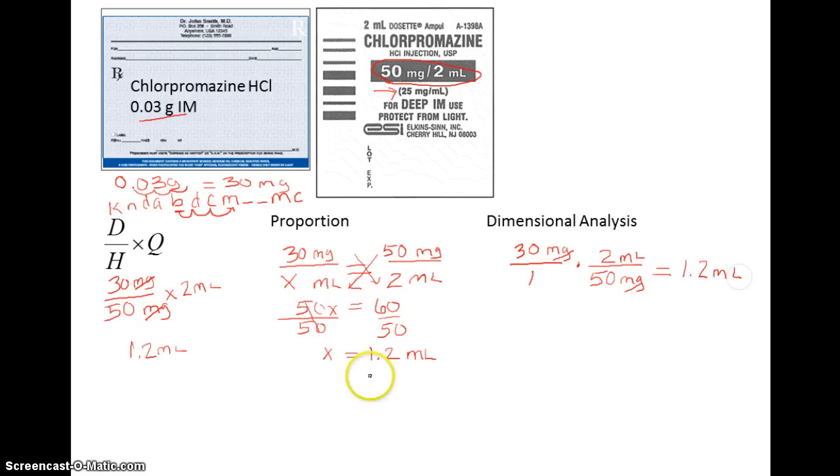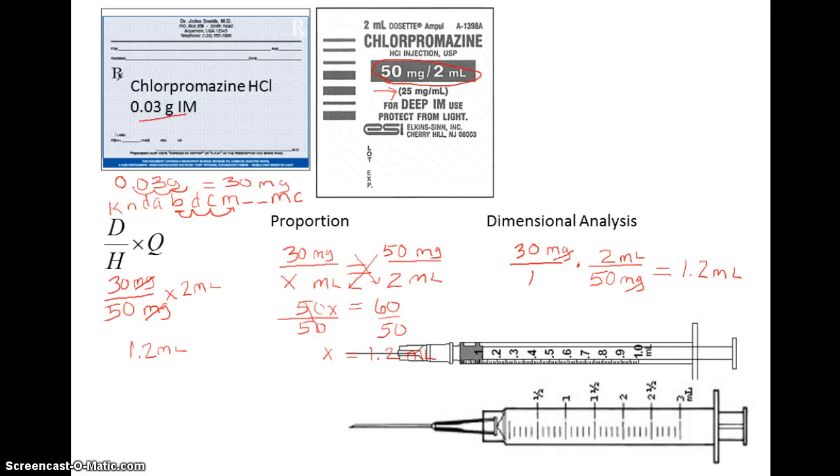Now, because this is an IM injection, we're going to need to give this in a syringe. So I have 2 syringes, and I need to pick the one that's appropriate. The smaller syringe only goes to 1 milliliter, so that's not going to hold the full amount. On the larger syringe, it goes to 3 milliliters, so it will hold the full amount. So here's 1, 1.1, 1.2 milliliters. So I mark my syringe and shade the amount that would be filled with medication.